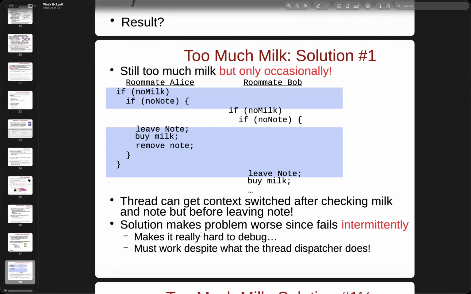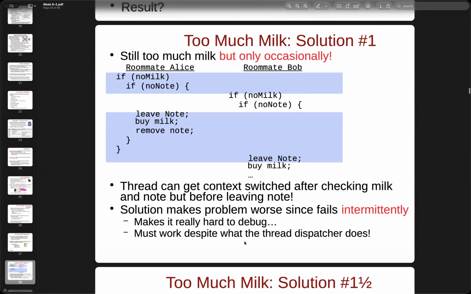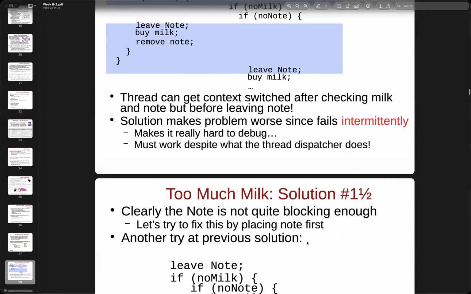So the solution makes the problem worse, since it fails only at intermediate points, which makes it really hard to debug. Say I execute the first process, person A: I check no milk, no note. Then I switch to person B: no milk, no note. So both still pass the check, and then each leaves a note. That's a problem. It makes it worse. We must make it work despite what the scheduler does.